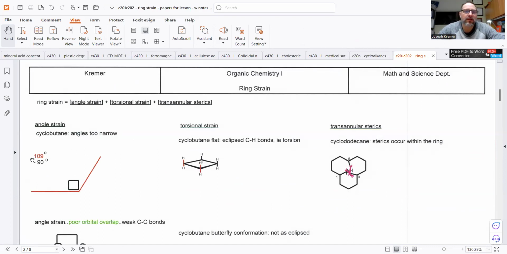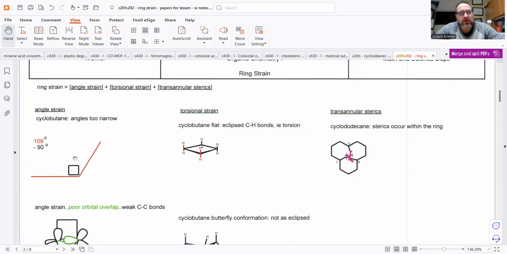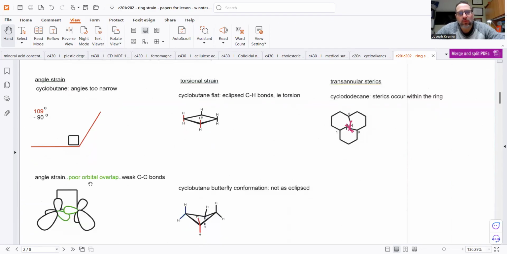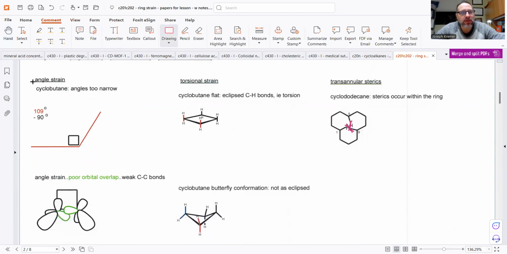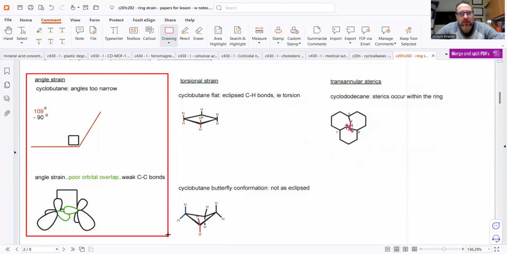So once again, ring strain is equal to angle strain plus torsional strain plus transannular strain, in any particular order. Angle strain: the angles are too narrow, giving poor orbital overlap, even in cyclobutane. How about torsional strain? I mentioned angle strain more than once, and torsional strain we just talked about.